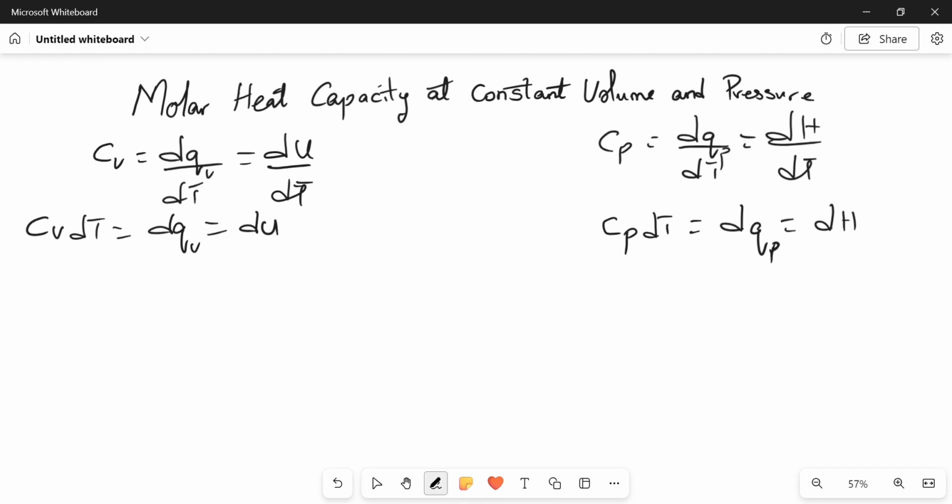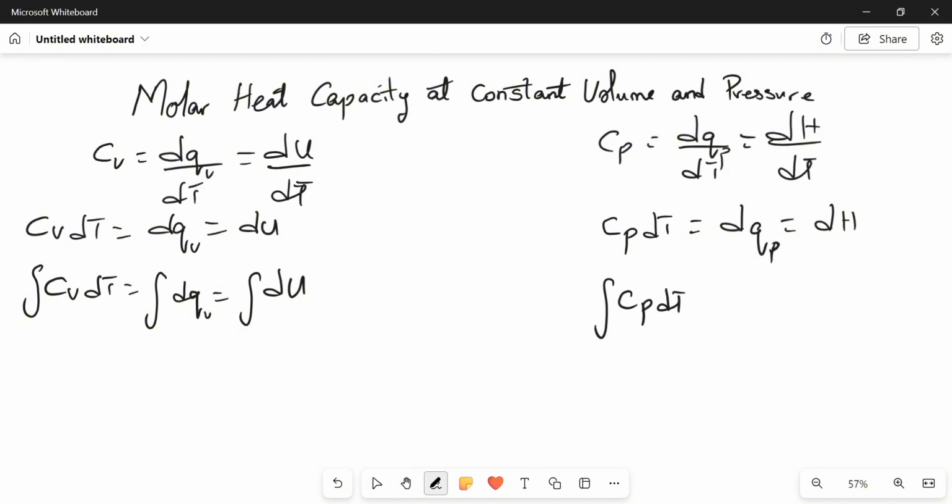Now, if I integrate both sides, the integral of CV dT is equal to the integral of QV, and this is equal to the integral of what? The dU. And this is also equal to the integral of dU over dT. Don't forget I'm integrating with respect to T at two different temperatures. Good. The integral of CP dT is equal to the integral of QP, and that is equal to the integral of what? The dH. So this is also at T2 and what?